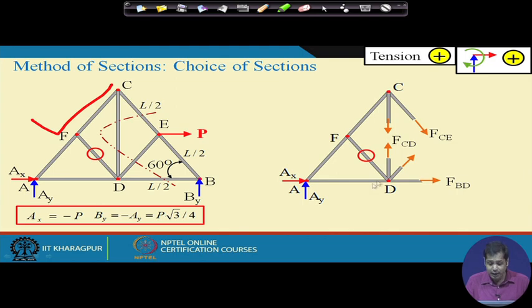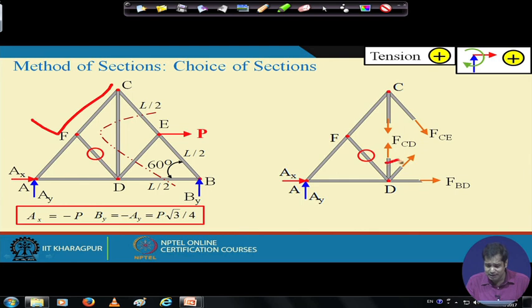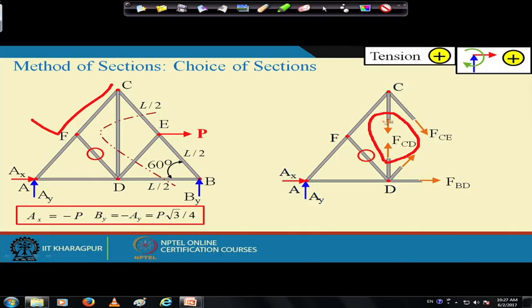Now, this member is CD. This section is chosen in such a way that it cuts member CD two times, first here and the second time here. So naturally, to draw the free body diagram, you have to show the forces in this part and the forces in this part as well. Now you see, this will not contribute anything explicitly. Irrespective of the point where you take the moment, irrespective of summation of Fx equal to 0 or summation of Fy equal to 0, these two forces will always balance each other. So these forces will not give you any new information about the structure.